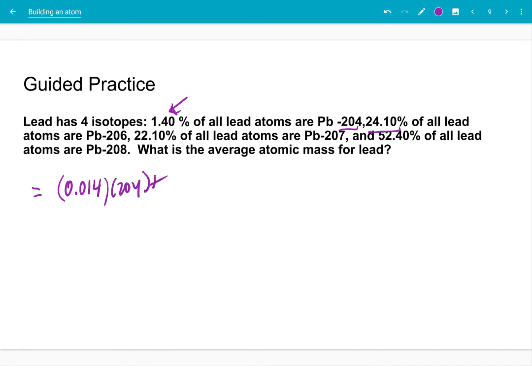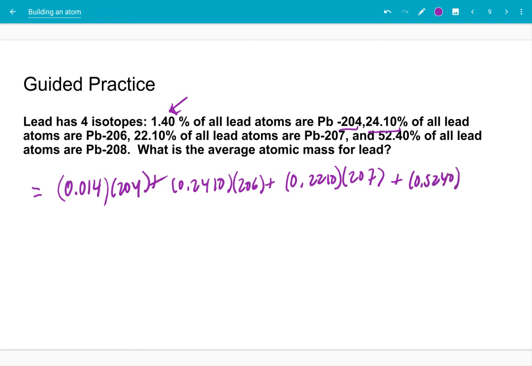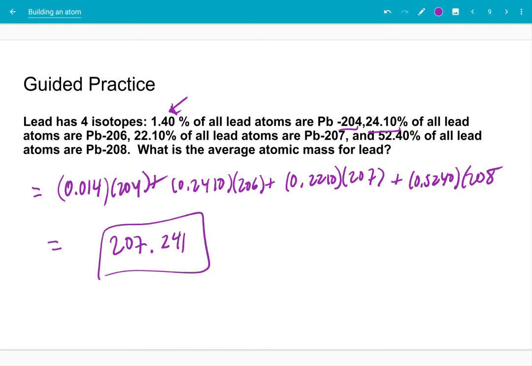I'm going to add my decimal 0.2410 times that mass of 206. I'm going to take my mass percentage of 0.2210 times my mass of 207. And then lastly, 0.5240 times 208. And if I solve this out, I find it to be 207.241. And when you do these calculations, I want you to double check and see if that answer makes sense.